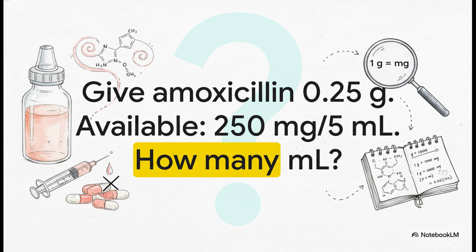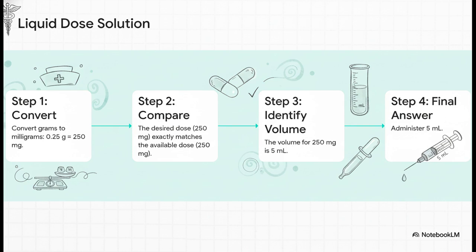Okay, let's try a liquid dose. We need to give 0.25 grams of amoxicillin. What's available is an oral suspension that's 250 milligrams per 5 milliliters. So, what's the first thing you're going to do? You got it. Spot that unit mismatch and get it fixed. And this is just a beautiful example of why that first conversion step is so vital.